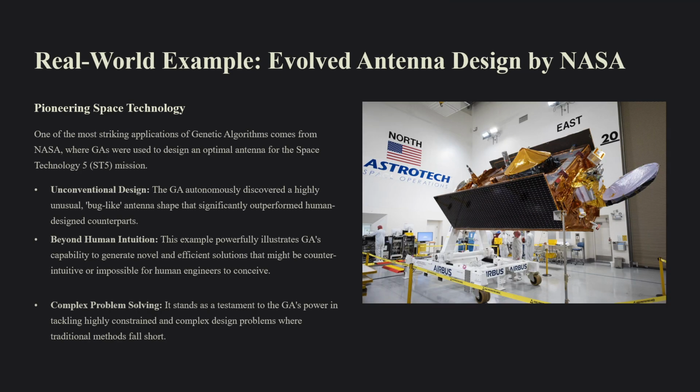Next slide: real-world examples, like NASA antenna design. Here is one of the most famous real-world uses of genetic algorithms, which evolved an antenna for the ST5 mission. Instead of engineers manually designing the antenna, they allowed the genetic algorithm to evolve thousands of possible shapes. Interestingly, the final design looked very unconventional, almost like an insect, but it performed better than human-engineered designs. This proves that genetic algorithms can find innovative solutions beyond human intuition.